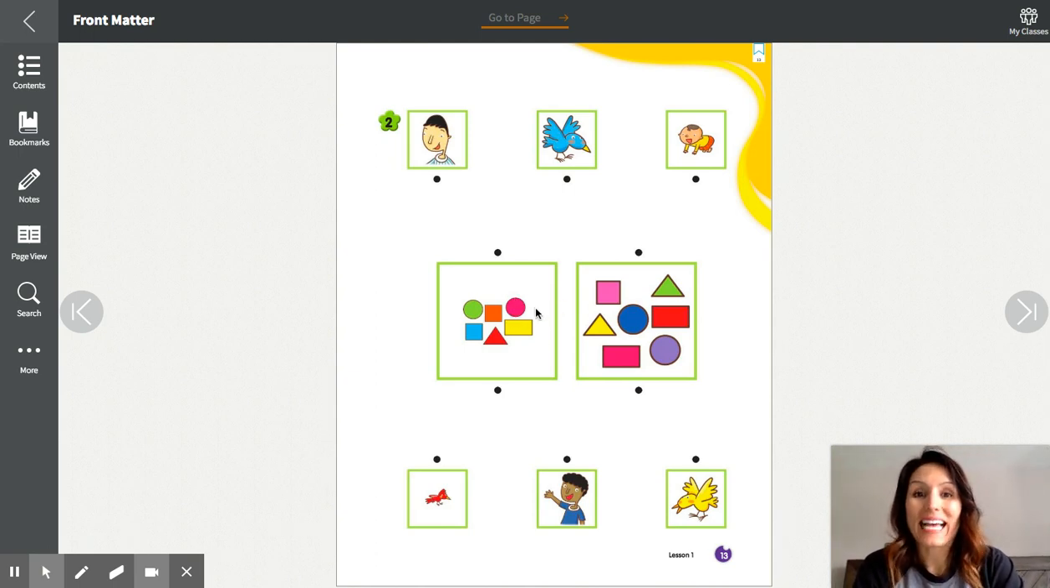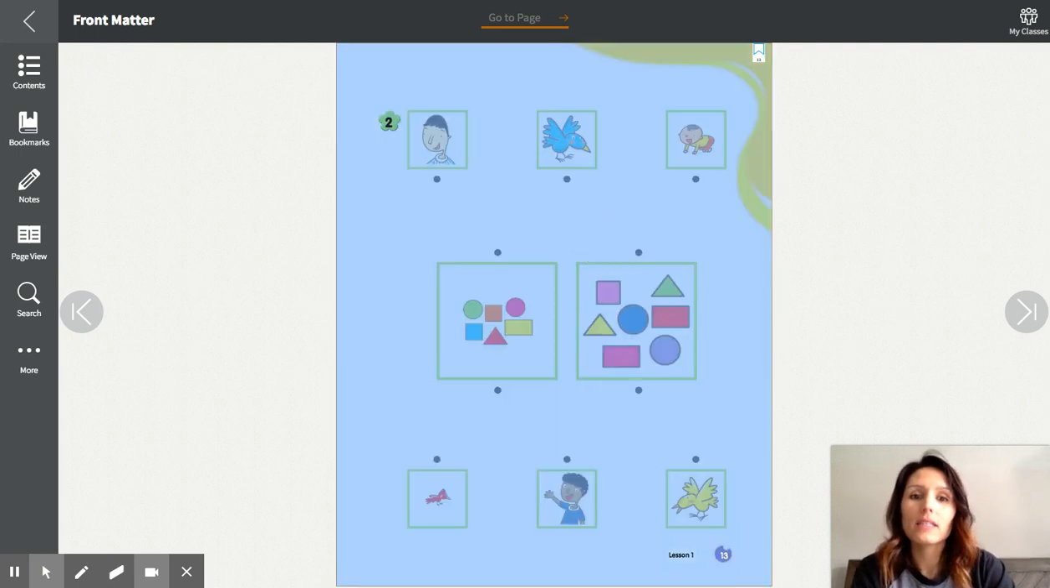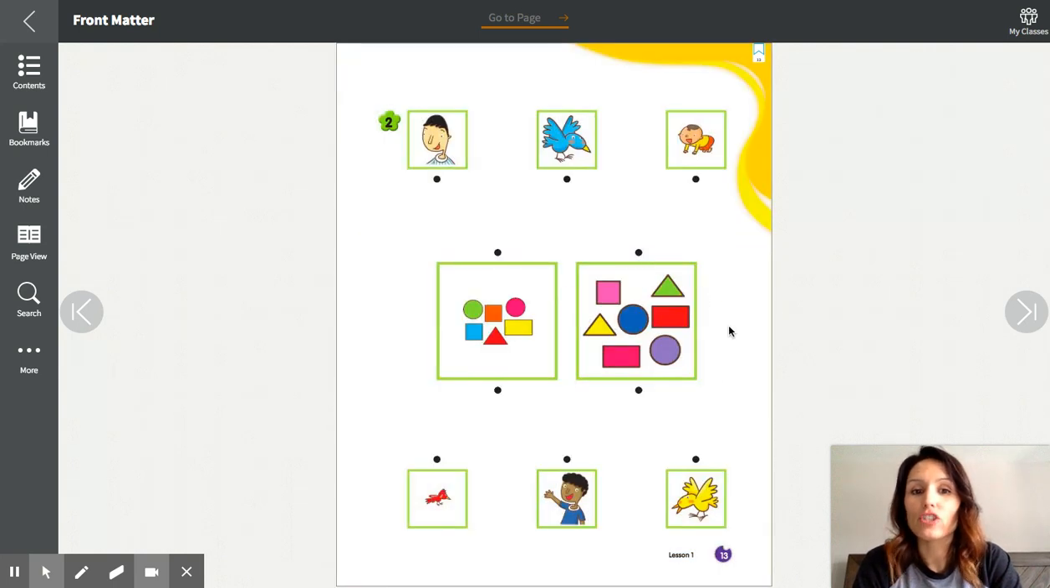Okay, in case you haven't figured it out, or if you want some help, on this page you are going to sort by size. Remember back when I was talking about those examples, we can sort by shape, color, size, pattern. So on this one, we're going to sort by size. Right here, we have this boy in this box. Is this boy small or big? Good, he is big. So we would draw a line to the box that has the bigger shapes.